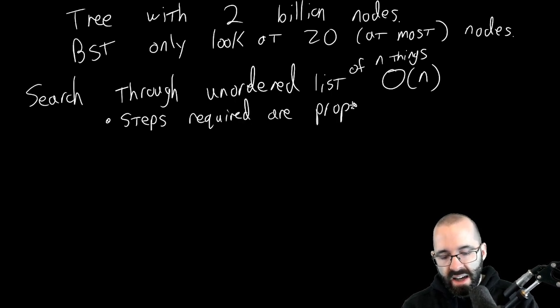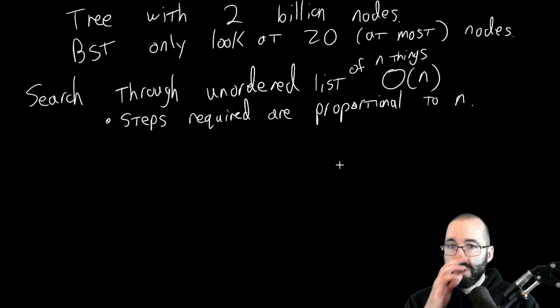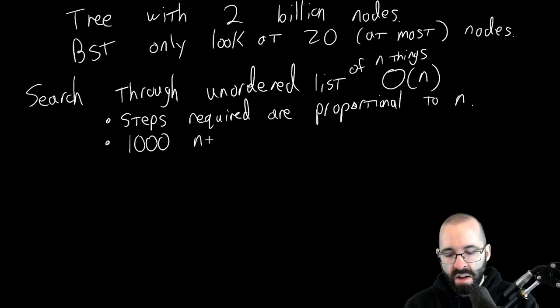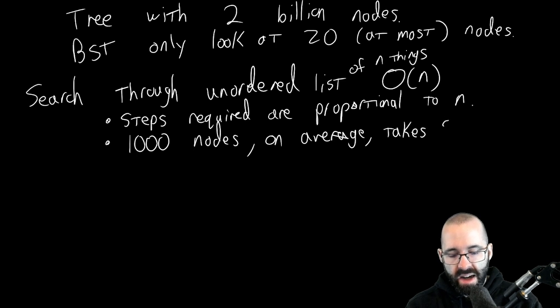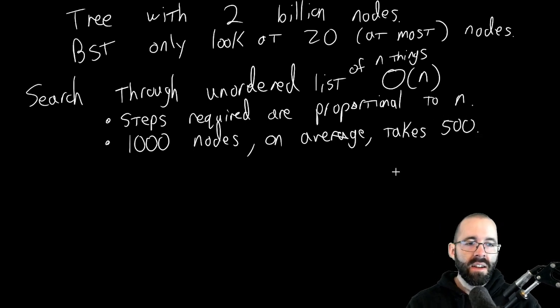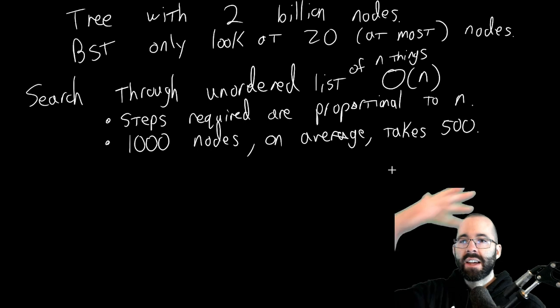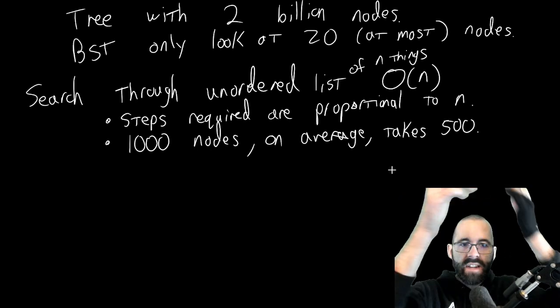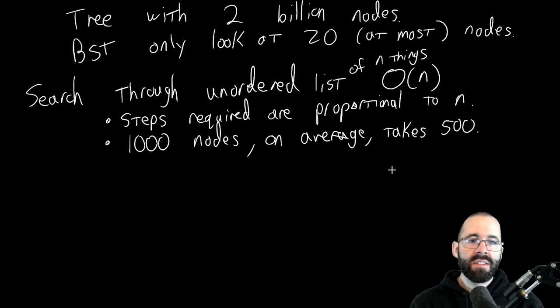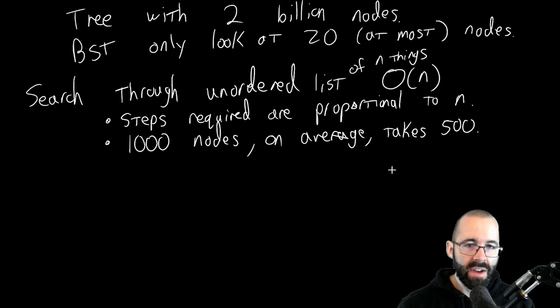So specifically in this case, if we're looking through 1,000 nodes to find one thing, on average it's going to take 500 steps before we get there. Sometimes we'll get lucky and find it at the start, sometimes we'll get unlucky and find it at the end, but on average it comes out to the middle. If it's an unordered list, it's going to be the order of n, big O of n.